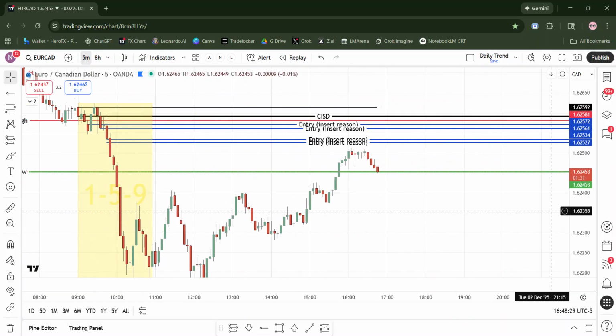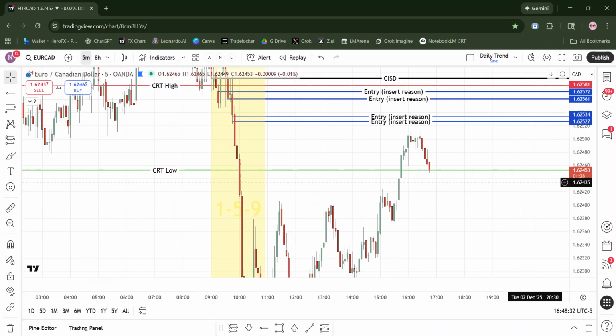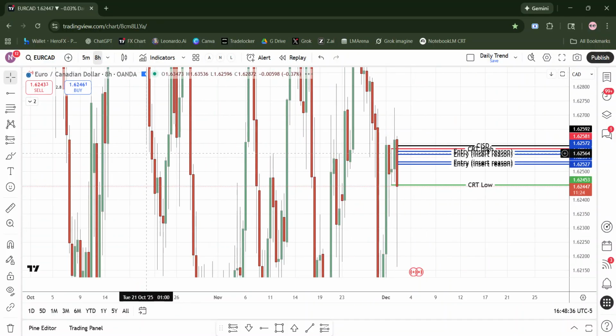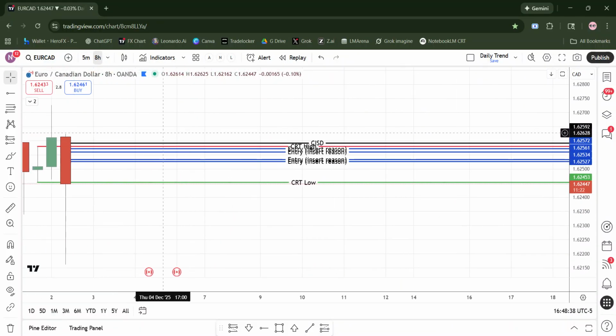Okay, so that was the best New York session trade that I saw for the day. So yeah, that's it. Very simple. And I'll go back into the 8-hour. And again, so this is the 5 p.m. on the 8-hour chart.